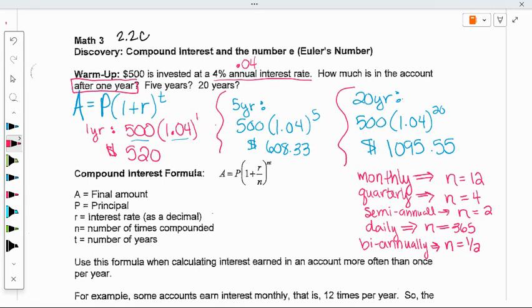Okay. So we're going to use this formula for compound interest. P is still your principal or your initial value. R is still your rate that you write as a decimal. T is still your time. The only difference is we threw an N in there for the number of compounding periods.